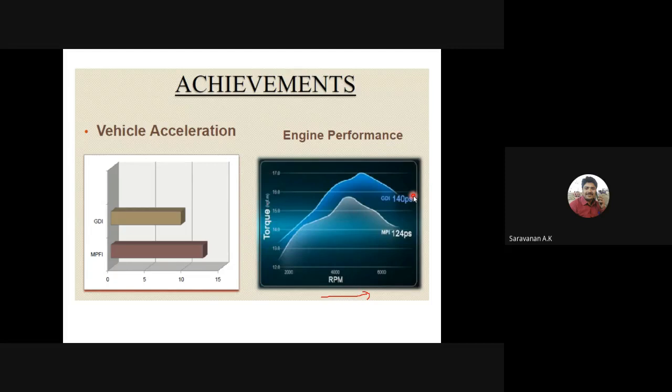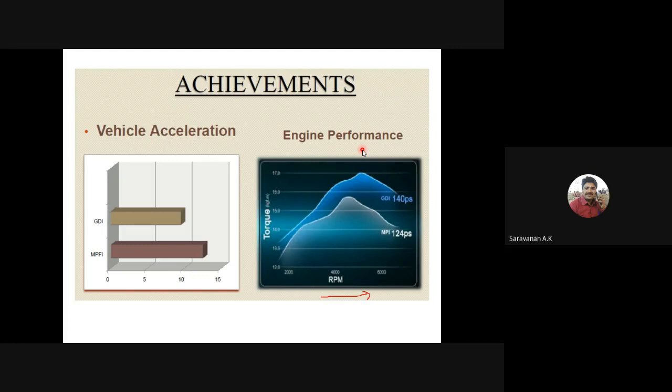Why will the engine performance increase? Because we have to optimize the combustion process in two ways. One is that we have to use the stoichiometric mixture, that is, homogeneous charge will be supplied here.